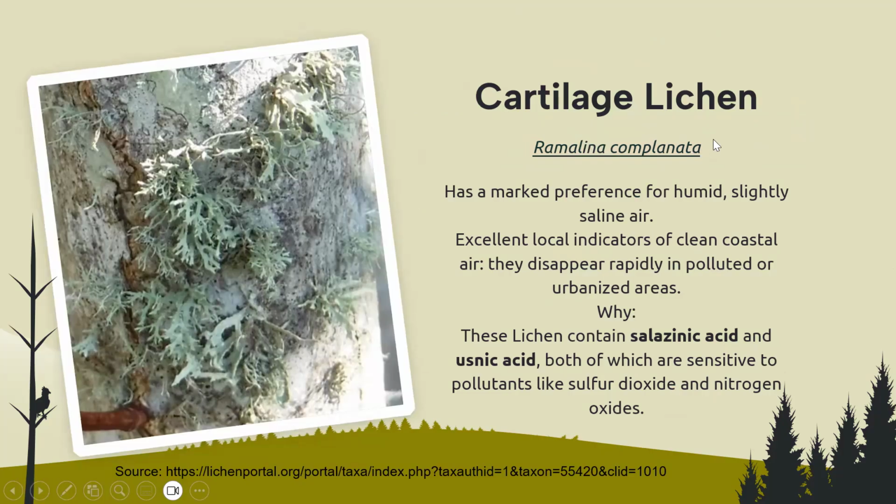Lastly, we have cartilage lichen, Ramalina complanata. It has a marked preference for humid, slightly saline air. That's why it's very often found in coastal mangrove ecosystems. And it is actually an excellent local indicator of clean coastal air. They disappear quite rapidly when pollution is present. And the reason is these lichen contain salicylic acid and evernic acid, both of which are very sensitive to pollutants like sulfur dioxide and nitrogen oxides.